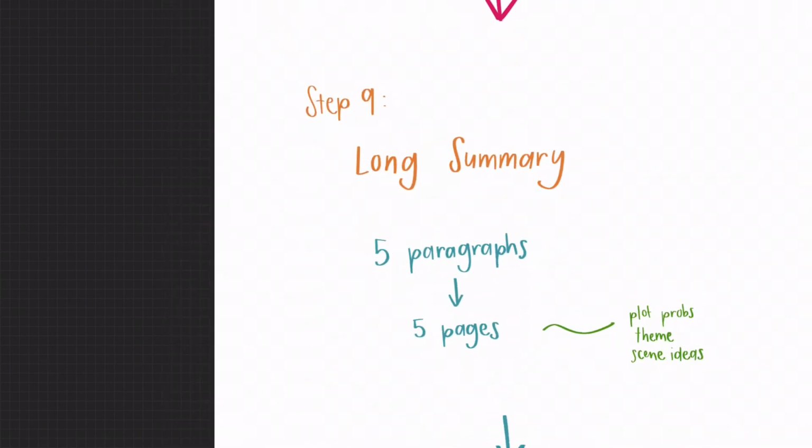Step 9 is to write a long summary of your book, which is now turning the 5 paragraphs into 5 pages. So you're just padding it out more. Each paragraph now becomes a page. And you should focus on getting a better understanding of your story's theme at this point, what the message is. It will also help you notice if you've got any plot problems, and so then you can backtrack and address them now rather than later. And also it might help you come up with some scene ideas that you can use.